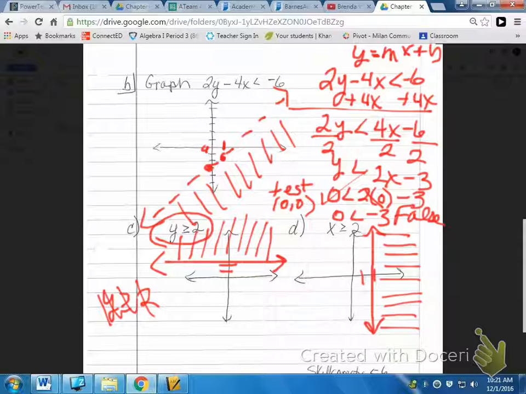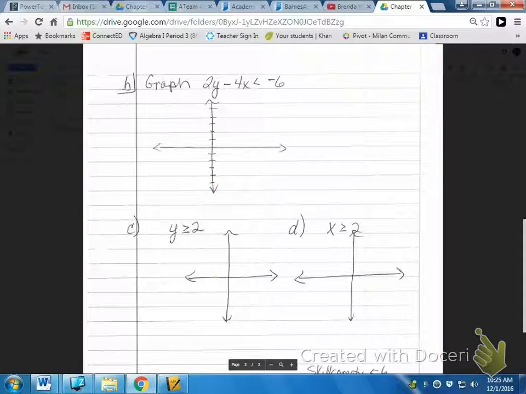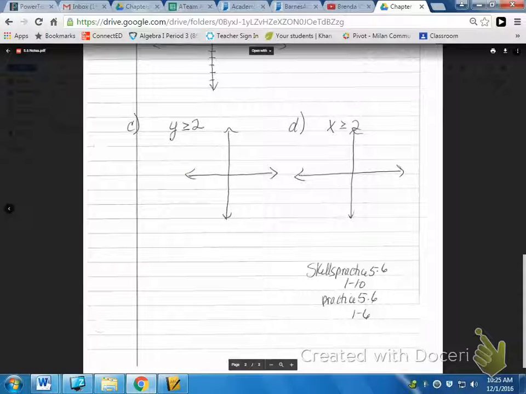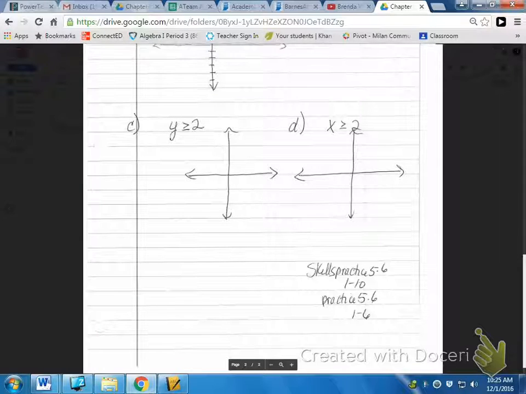All right. Now, the assignment for today is a little different because there's not many problems. So we're doing skills practice and practice. Also, there is a quiz tomorrow over Chapter 5, everything we've done.